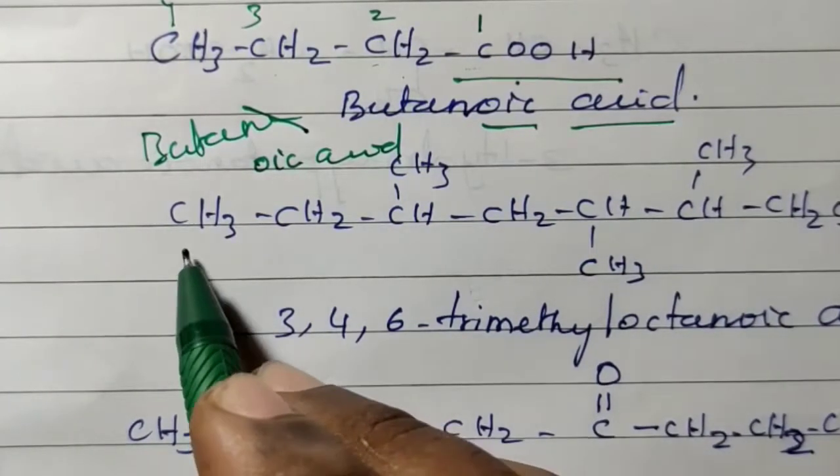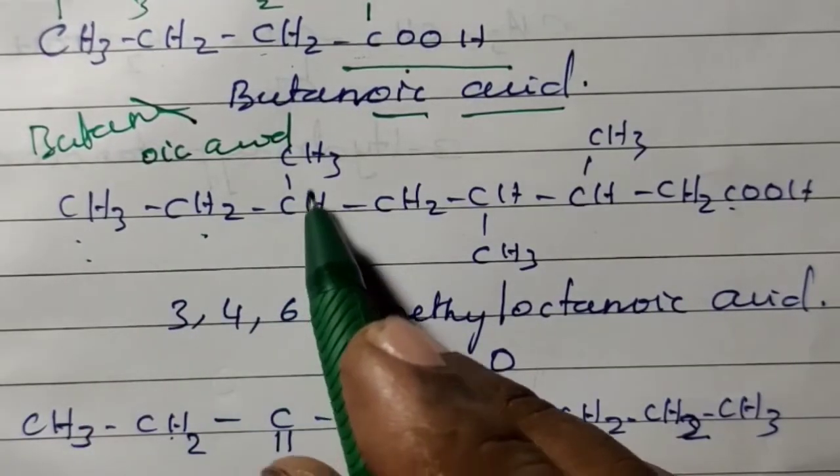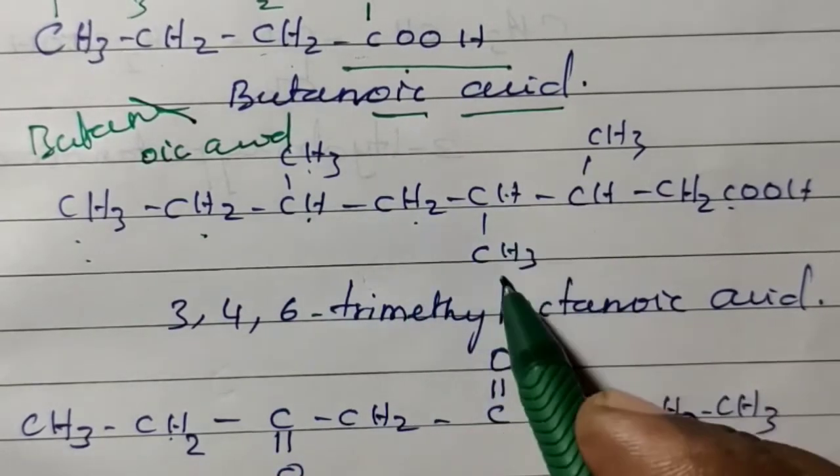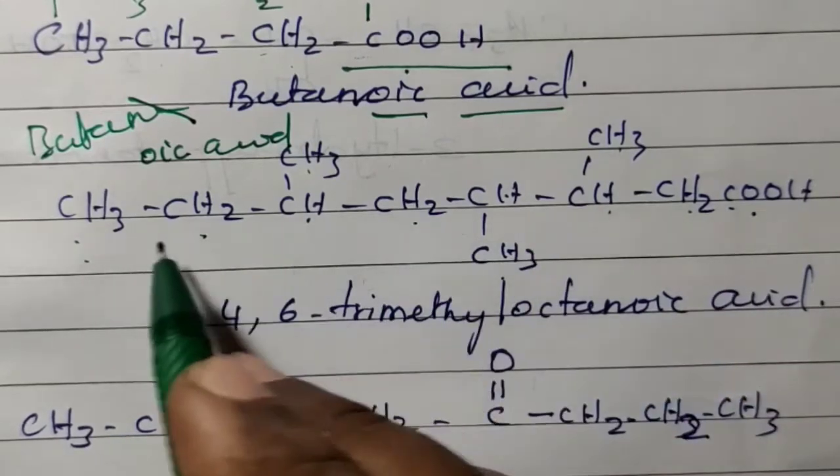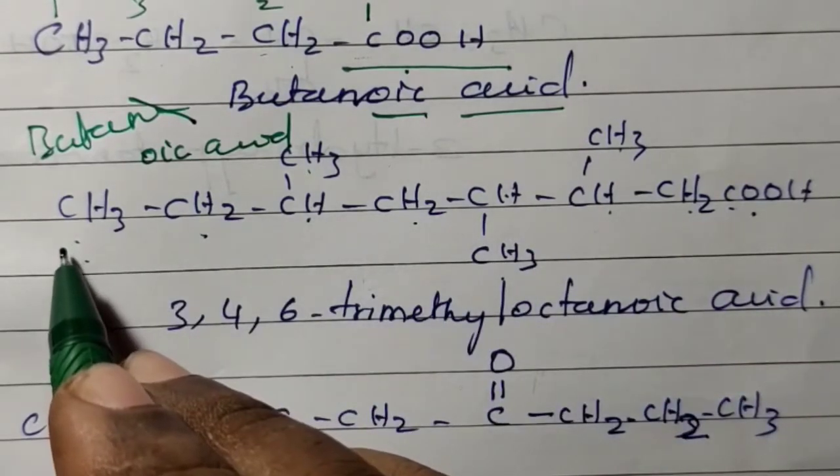Write the name of this compound CH3, CH2, CH3, CH2, CH, CH3, CH, CH3, CH2, COH. So the longest chain is the main chain.